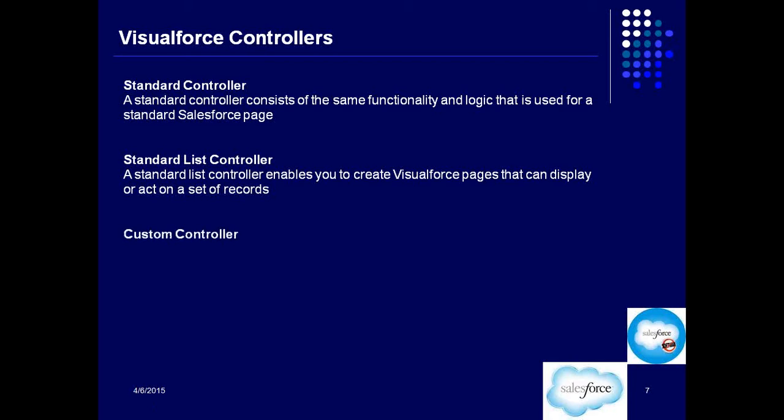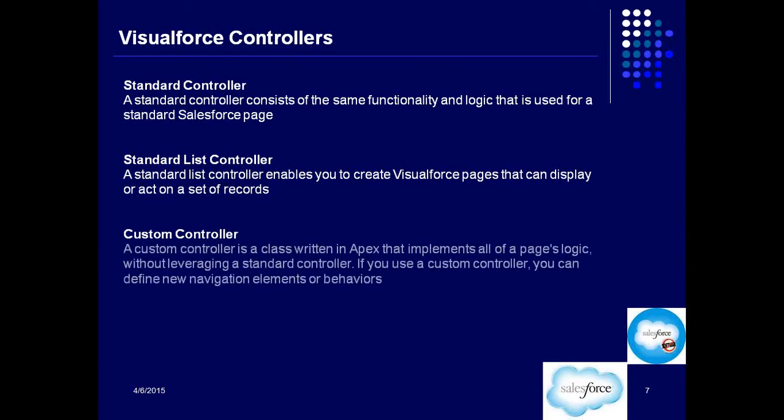In case you want to write your own logic, then what should you do? Then you should use the third type of controller, which is a custom controller. A custom controller is a class written in Apex. This is where you have to write your own logics, your own instructions. A custom controller is a class written in Apex that implements all of a page's logic. So you can write your own logics the way you want, without leveraging a standard controller. It does not leverage any of the standard controller. This is where it uses all of our custom logics.